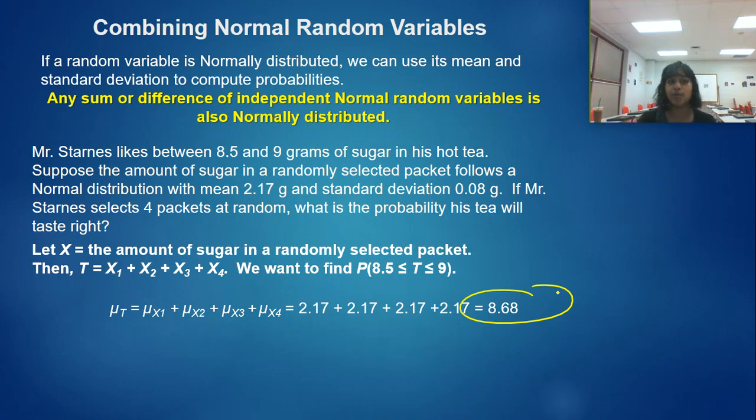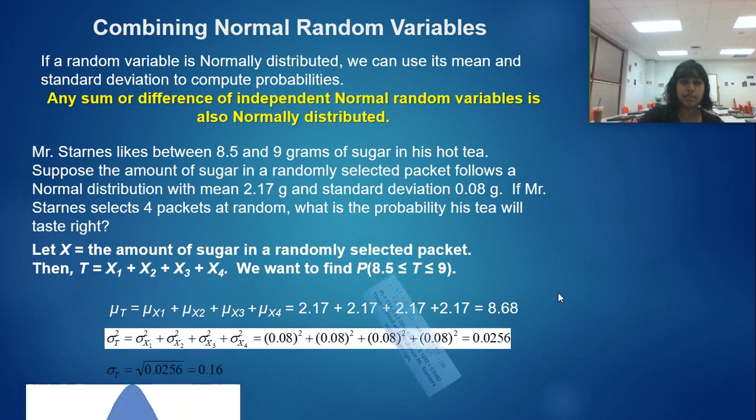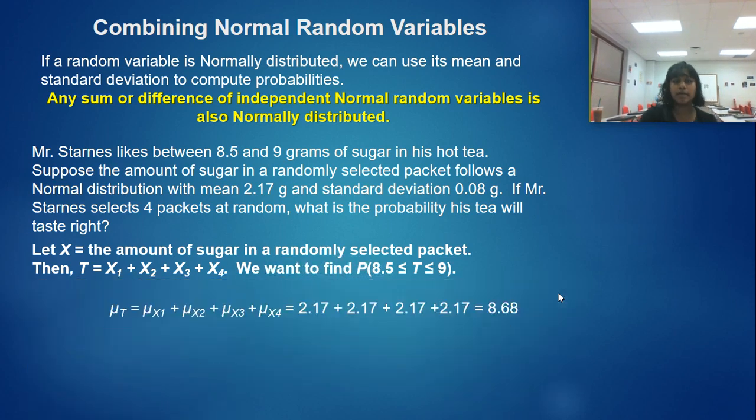What does that mean? How would I interpret the mean of 8.68? Well, what would this mean? If I randomly select 4 sugar packets, we more than likely have an average of 8.68 grams in the total combination of packets. That's what that 8.68 represents.